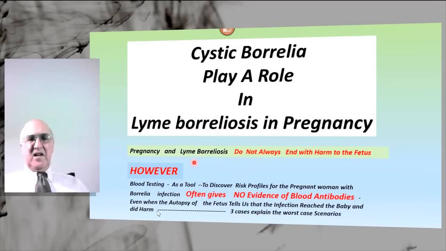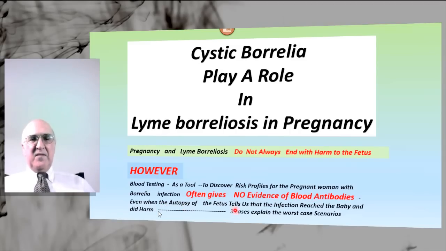However, now, whenever anybody says however, it's telling you that what they just spoke about in the last sentence, they're going to do a 180-degree change in navigation. However means we're going to go in the opposite direction. And that is that blood testing as a tool to discover risk profiles for pregnant women with Borrelia infection often gives no evidence of blood antibodies. All right? No evidence of blood antibodies means you're in the clear? No. Wrong. No evidence of blood antibodies means no evidence of blood antibodies, period.